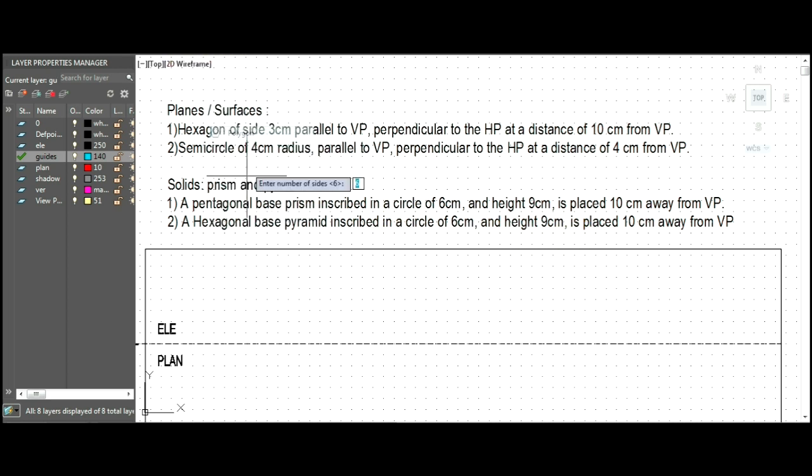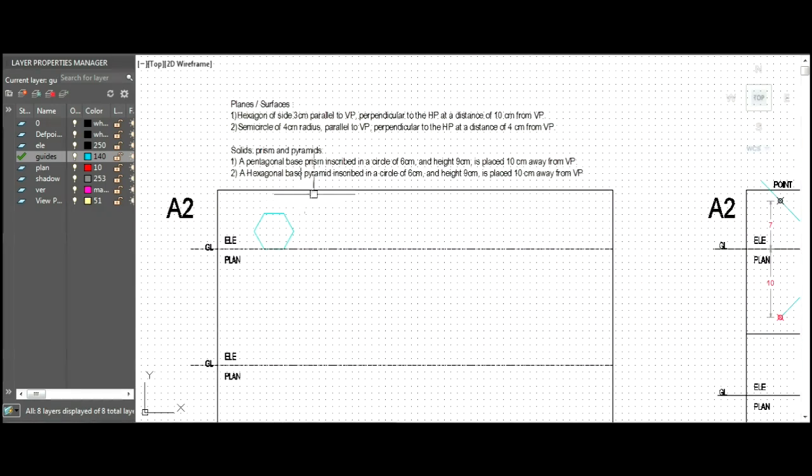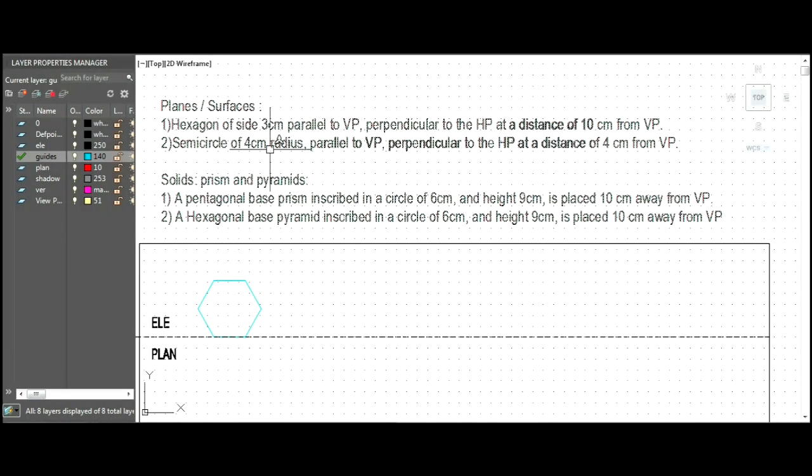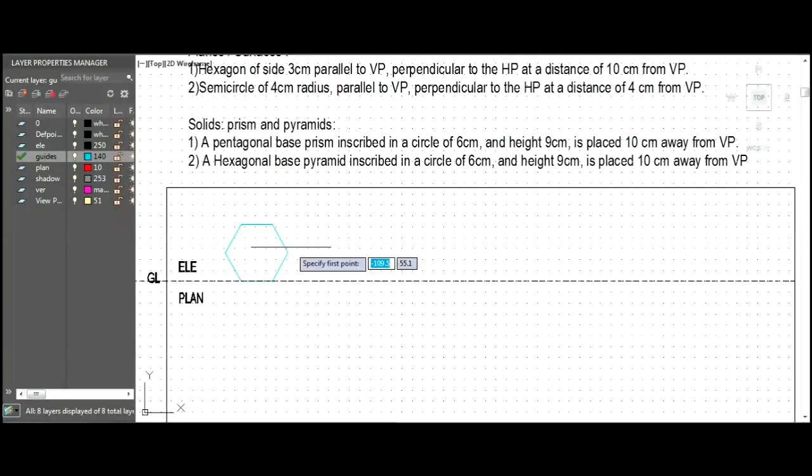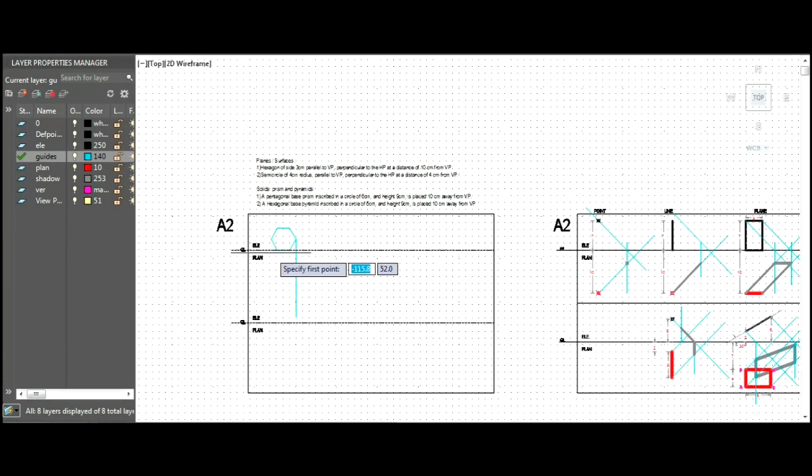We'll go to Draw, Polygon, Side, inscribe, 3. Okay. Since in the question it is mentioned that the hexagon is parallel to VP and perpendicular to HP, we'll see a hexagon in the elevation, whereas in plan we'll be seeing it as a straight line. Okay, and it is mentioned that it is placed at a distance of 10 centimeters from VP. So let us draw the projection lines.